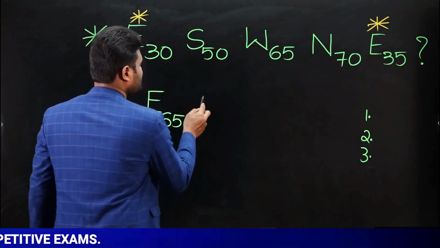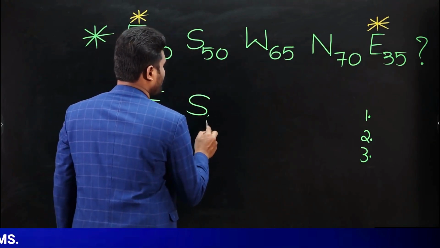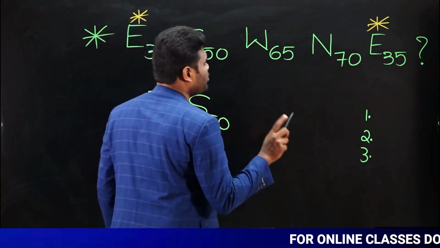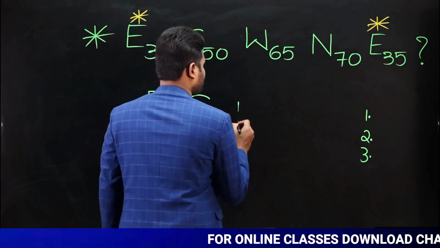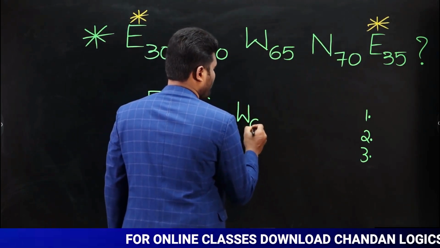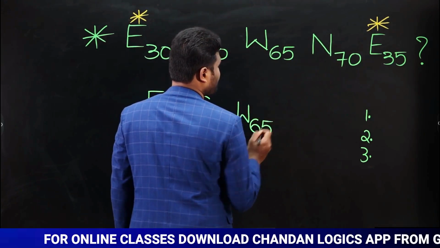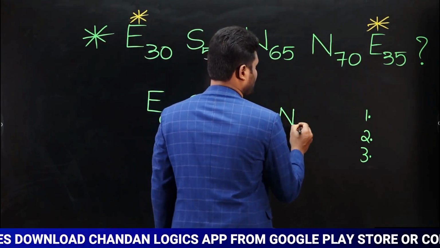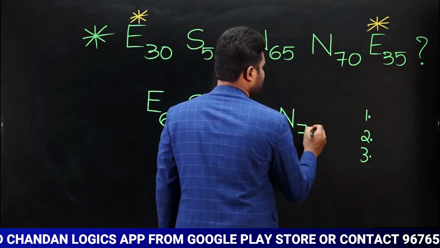Okay. Next, south you have only one. So write south. South is going to be 50. Next, west also you have only one. So write west. West is going to be 65. North you have only one. So write north. North is going to be 70.